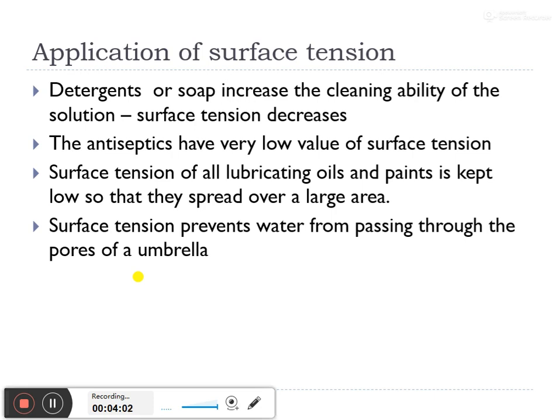And the other one is applications of surface tension. We can see that by the addition of detergents or soap, we increase the cleansing ability of the solution, and this happens when the detergent is added to water molecules. The water attracts and this will reduce the surface tension. Another one is antisepsis, which also helps to decrease the value of surface tension. And the other one is lubricants, oils and paints, which also lower the value of surface tension so that they spread over a large area. So we can see more applications of surface tension in your textbook.